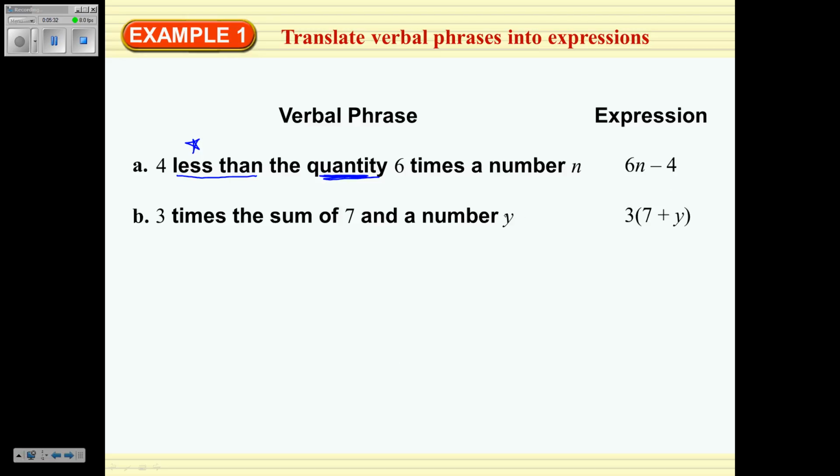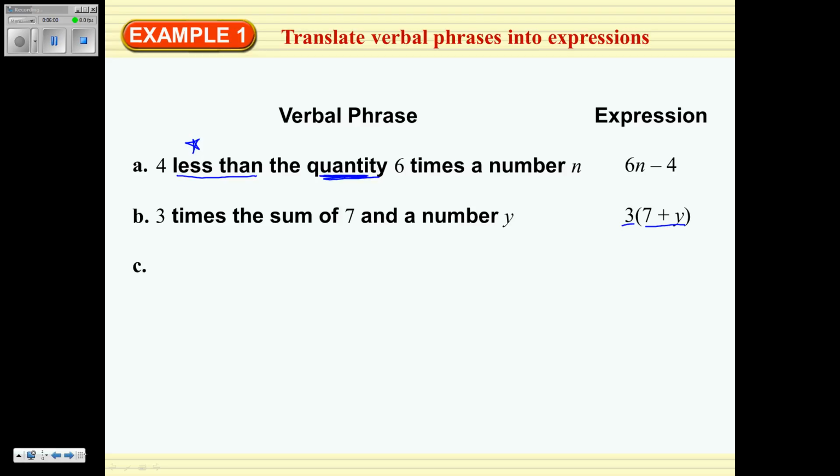All right, since y is not an actual number, it's a variable, we have to write the sum such as this, 7 plus y. Now, since it's 3 times the sum, we have to have the parentheses, because we're going to multiply the 3 times the sum once we know what that sum is. Right now we don't. We just know it's 7 plus y, and we can't take it any further because we don't know what y is.